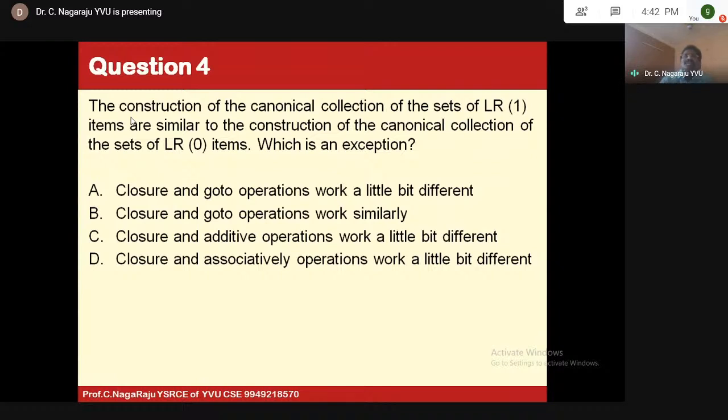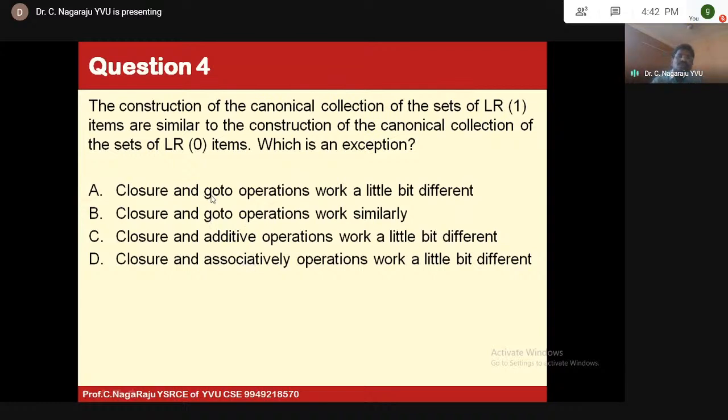CLR is not explained yet, but I will explain this later. The closure and go-to operations work a little bit differently. When you take canonical CLR parsers and LR0 parsers, there is a somewhat different closure and go-to operation. So the answer is A: closure and go-to operations work a little bit differently. We are using closure and go-to operations; additive and associative operations we are not using.